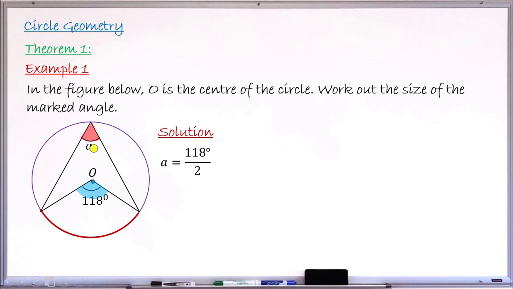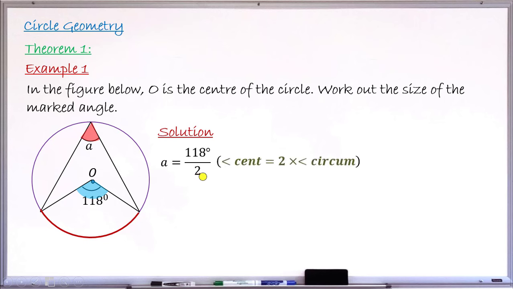To find A, I will simply make use of the theorem that I have just learned, which says the angle at the center is twice the angle at the remaining circumference, which means to find this A, you now just take the half of 118. And this is exactly what I have done here. So A will now be equal to 118 divided by 2.